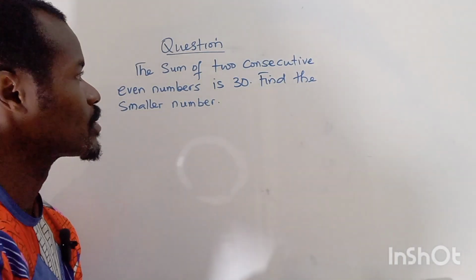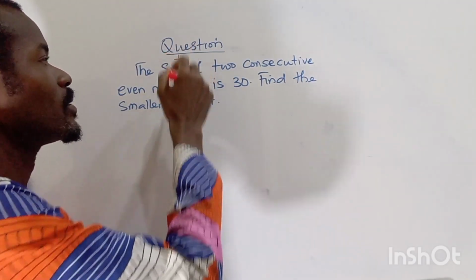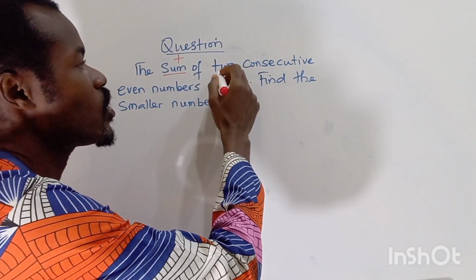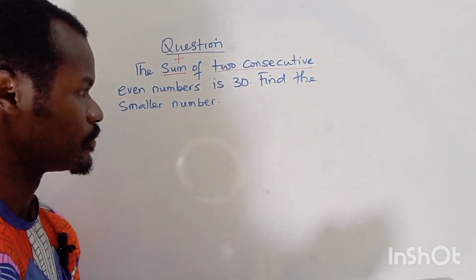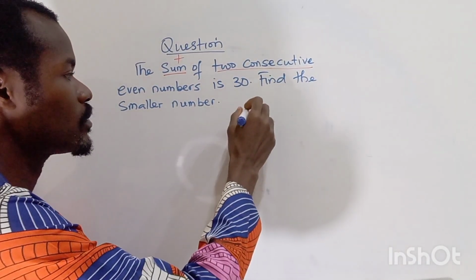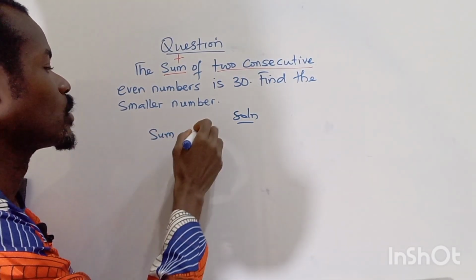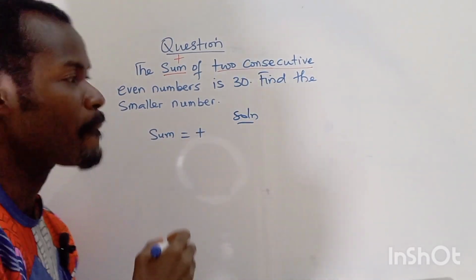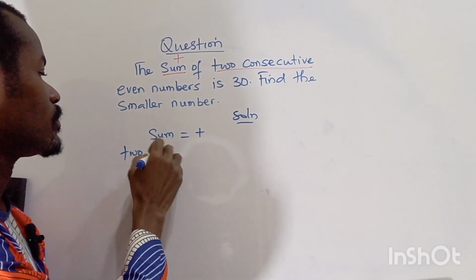So let's understand something here. We have sum. A sum means plus or addition. Now, two consecutive numbers. What are two consecutive numbers? So our solution to this simple problem, sum means what? Addition, plus. Now, consecutive, or two consecutive numbers.